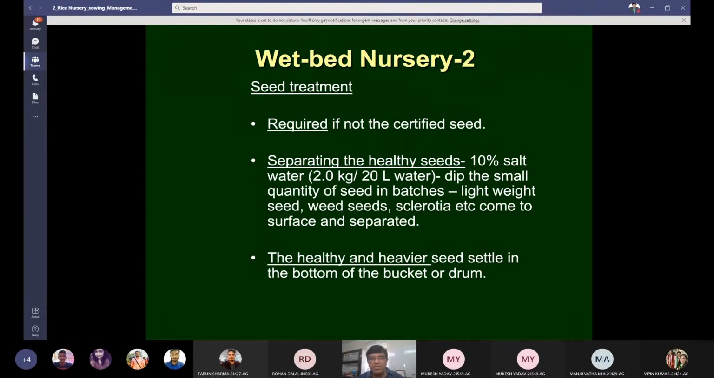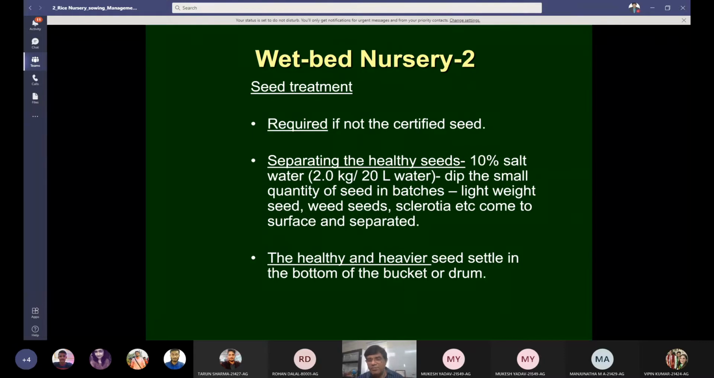So first, let us see the seed treatment. Seed treatment is needed only when you don't have certified seed. As you understand, certified seeds are always treated; the treatment has already been done. Now, if you are doing seed treatment, many times farmers use their saved seed. If they are using saved seed, then separate the healthy seeds.